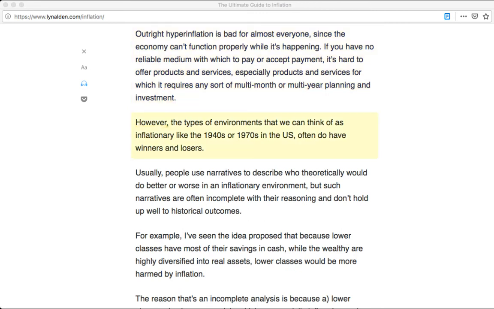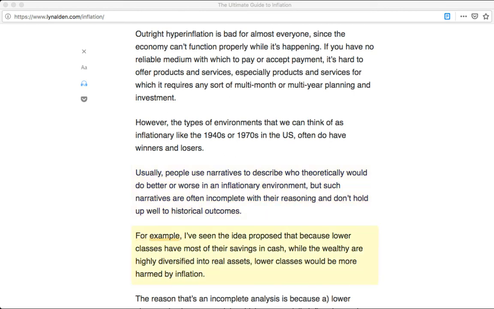However, the types of environments that we can think of as inflationary, like the 1940s or 1970s in the US, often do have winners and losers. Usually, people use narratives to describe who theoretically would do better or worse in an inflationary environment, but such narratives are often incomplete with their reasoning and don't hold up well to historical outcomes.